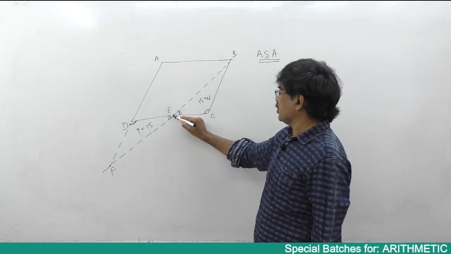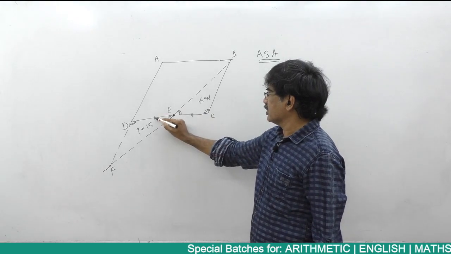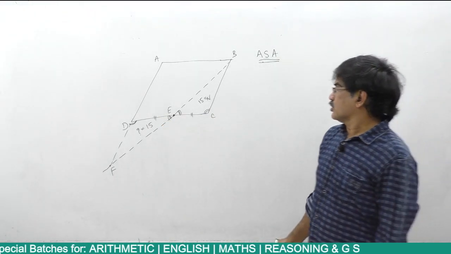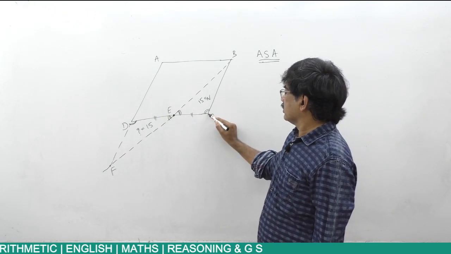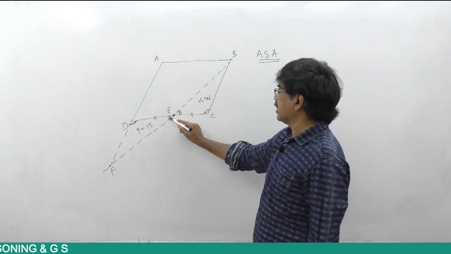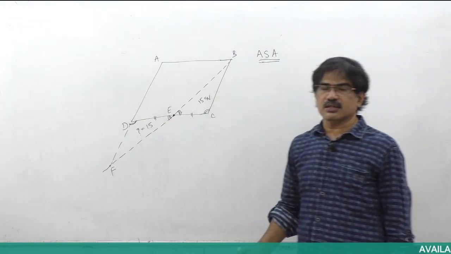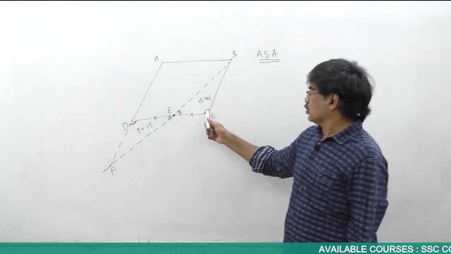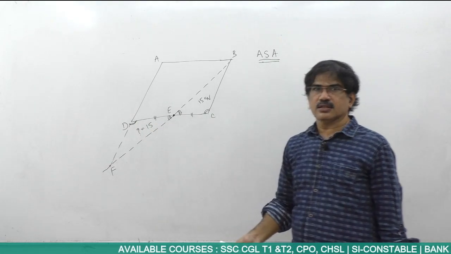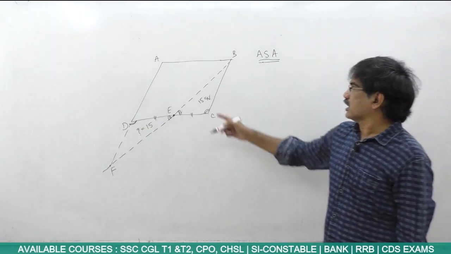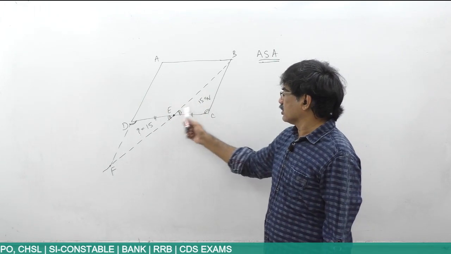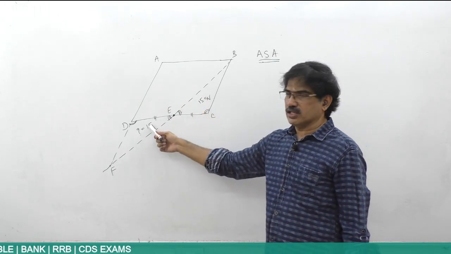And already E is the midpoint, therefore this length is the same as this length. So therefore, angle side angle of this triangle is the same as angle side angle of this triangle. According to ASA, these two triangles are congruent. If triangles are congruent, then area is also equal. So area of this part is equal to area of this part.